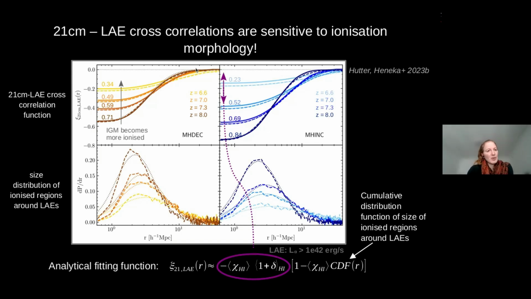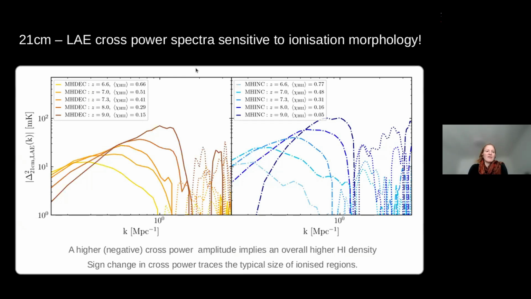All right, so this was the cross-correlation function. And of course, these characteristics or dependencies on the ionization morphologies, we also find in the cross-power spectra. So how do we find this? First of all, the typical size of the ionized regions you can see in the sign change of the cross-power. What you see here in solid lines is negative, what is dotted here is positive. So you can see around these scales a change in the sign, and this sign change essentially traces a typical size of the ionized regions.